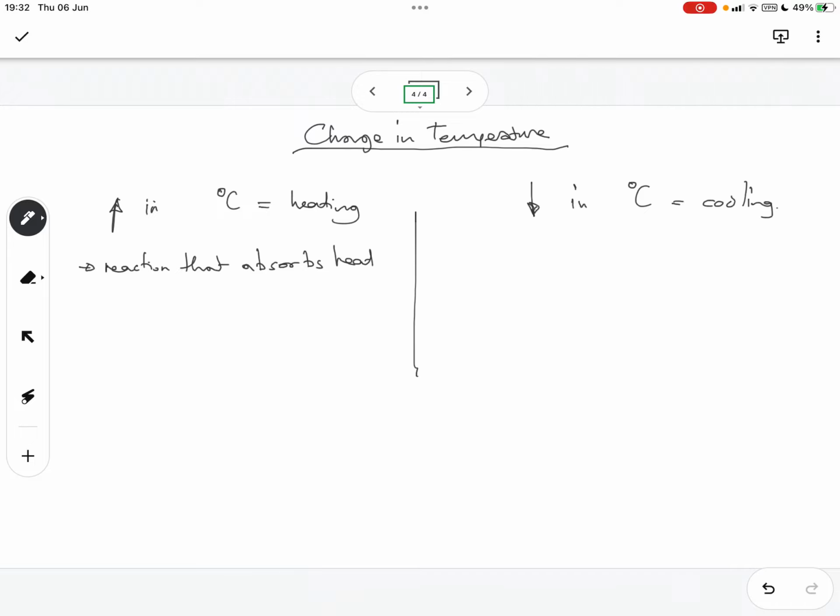Oh, I must then switch the next Jamboard slide like that. Yeah, so when the system is heated up, the reaction that absorbs heat is favored. And this is usually the endothermic reaction, right? So endothermic absorbs heat.